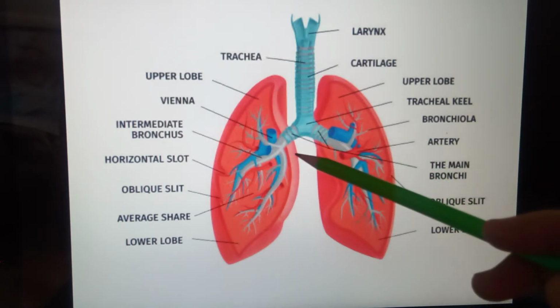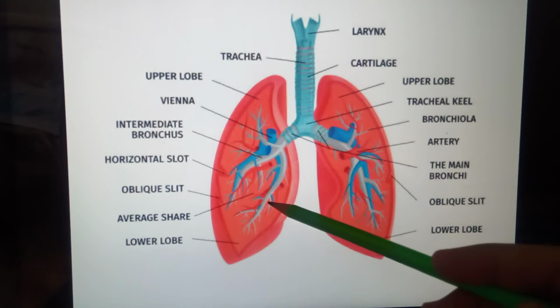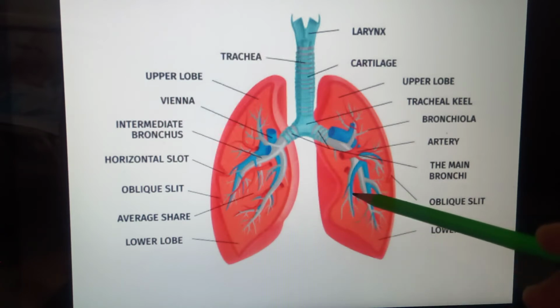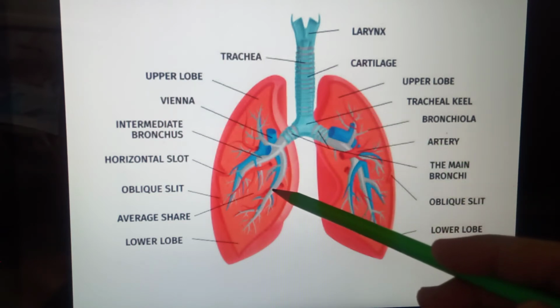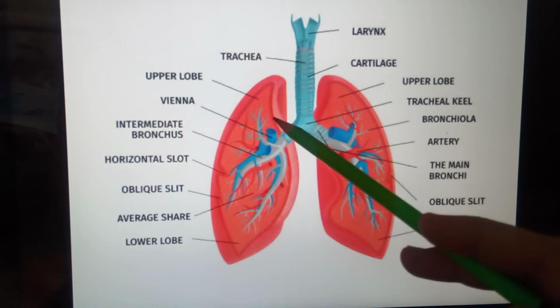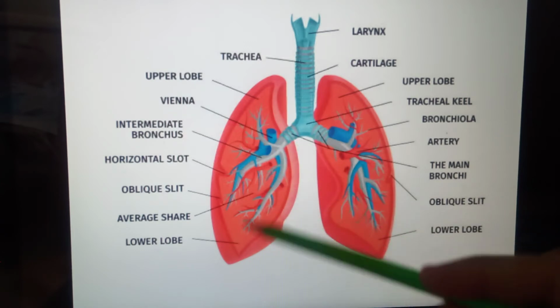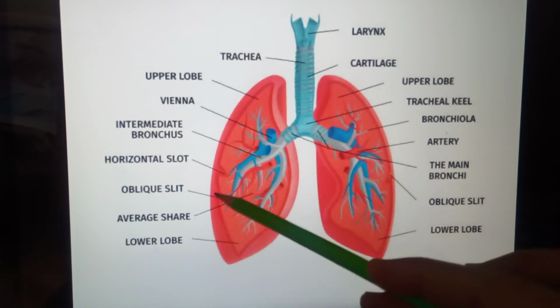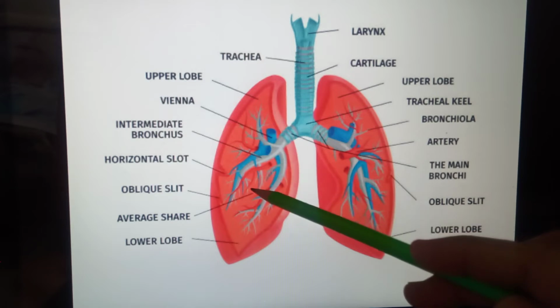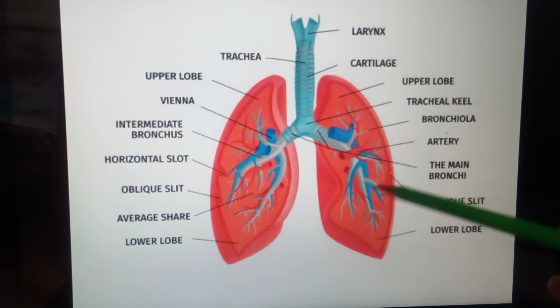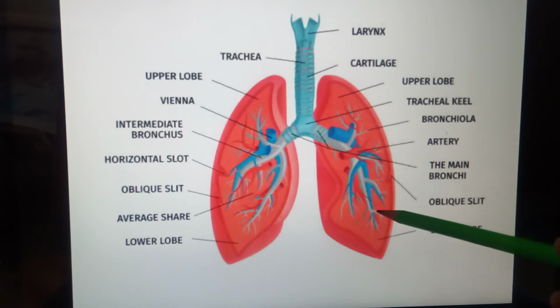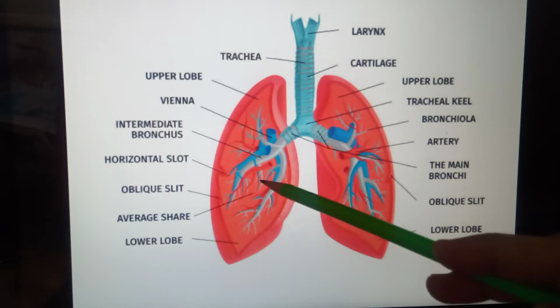Now what is the difference between the right lung and the left lung? This is the left lung and this is the right lung. The right lung has three lobes. This is a fissure: one lobe, second lobe and third lobe. In the left lung there is one lobe and a second lobe, with a partition. Two lobes are present in the left lung, three lobes in the right lung.